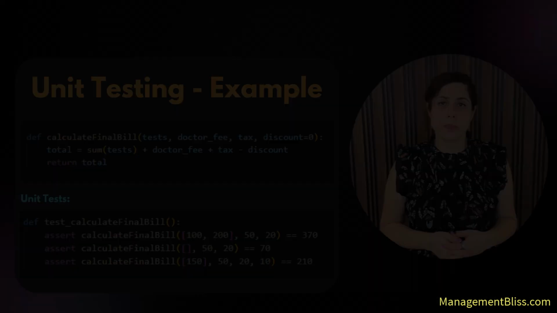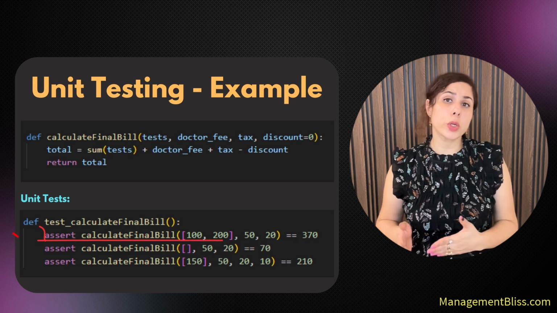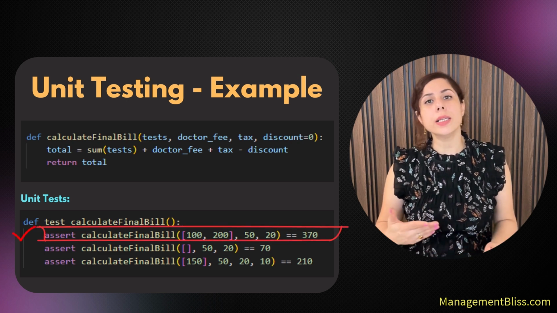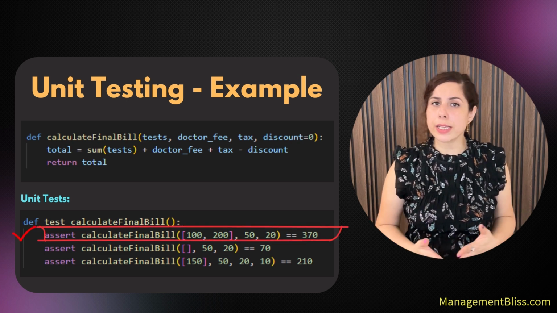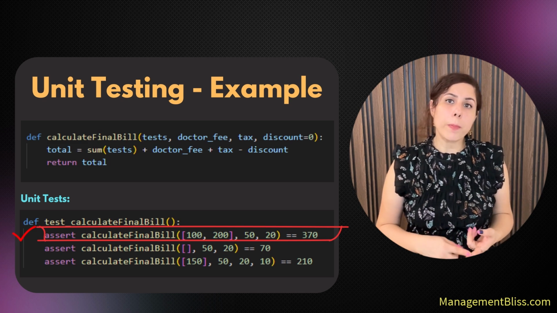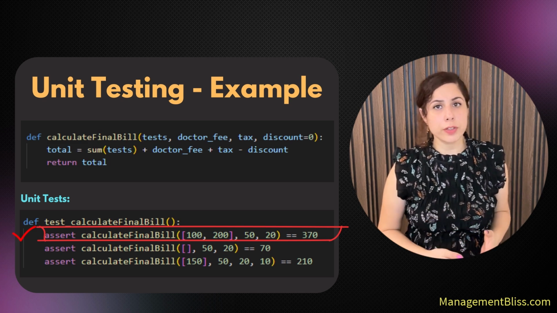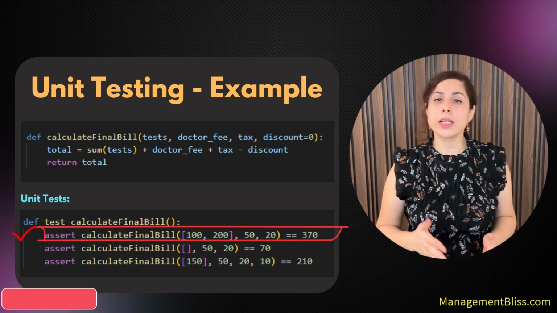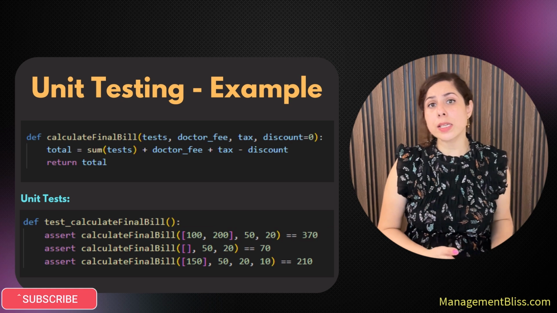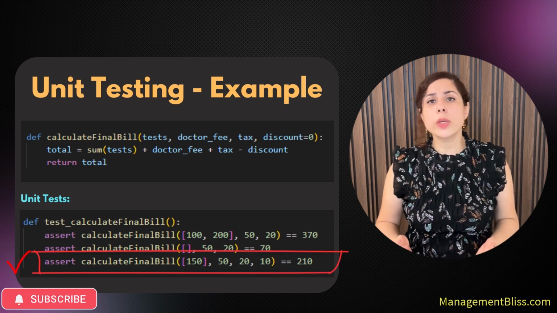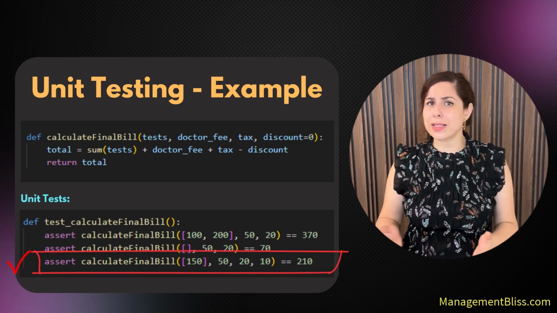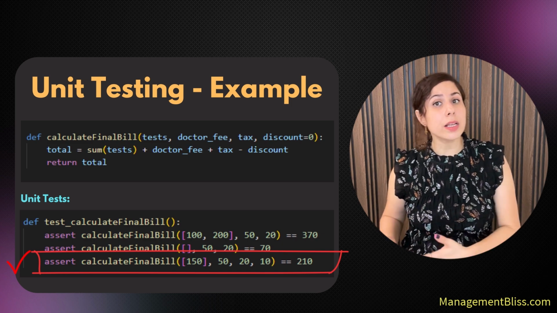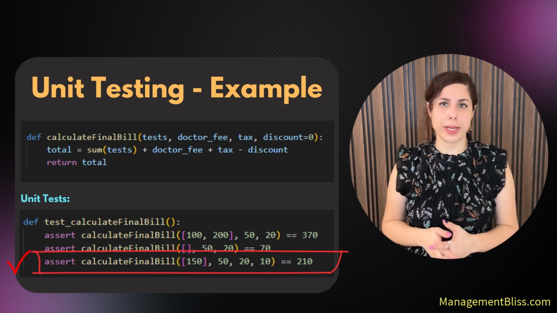For instance, we would test this function by supplying different sets of arguments and checking if it returns the correct value. For example, in the first unit test, we can provide a list containing different expenses like charges for multiple medical tests, doctor fees, and taxes info to check if it calculates the correct total. In another test case, we might pass a bill with just one test and tax details to ensure that it still works correctly as expected.